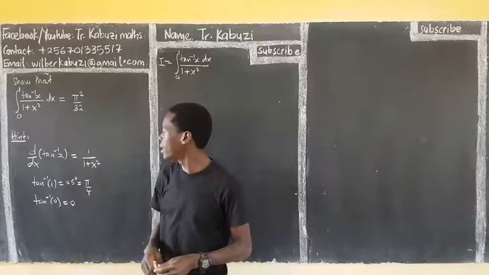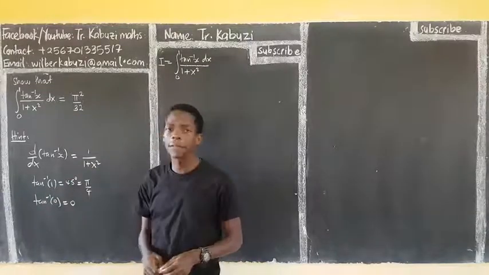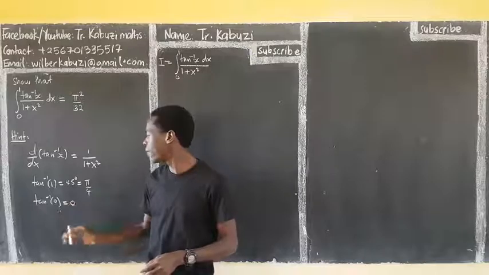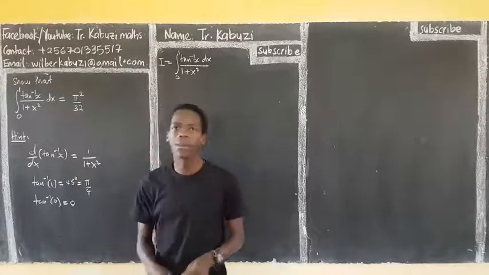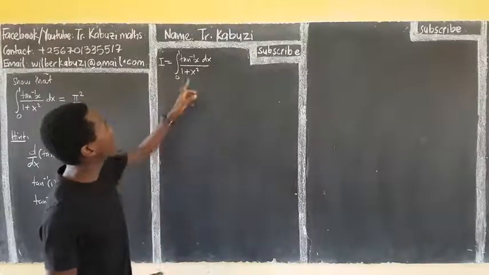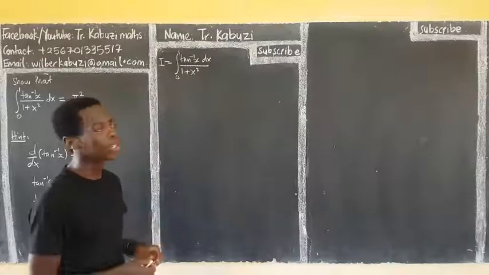But to come back to this, tan inverse of 1 is 45, which is pi over 4, and tan inverse of 0 is 0. So now here, when I differentiate this, I get this. So it's a function and its derivative.